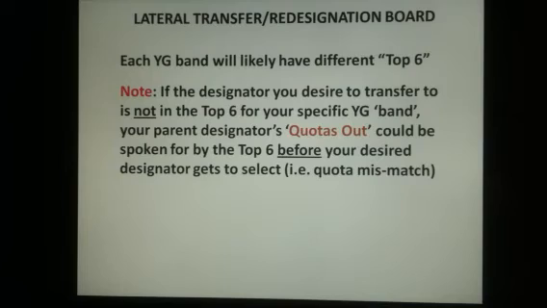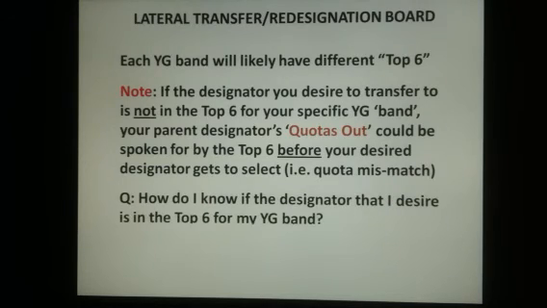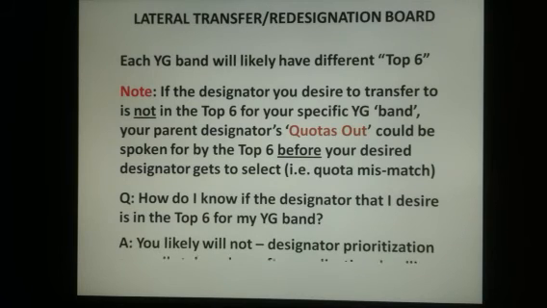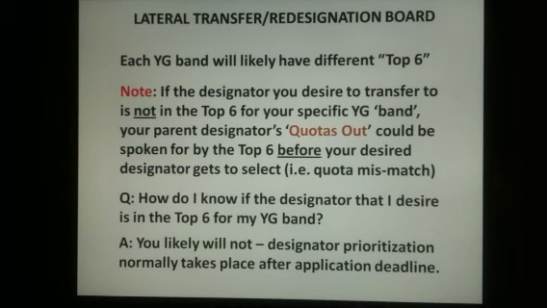If the community you're trying to get into is not in the top 6 for your year group band, then your community's quotas out could be spoken for before your desired community gets to select. So in other words, we have a quota mismatch, and that is a major factor for selection versus non-selection. So begs the question, well, how do I know if the designator that I'm trying to get into is in the top 6 for my year group band? And unfortunately the answer is you'll likely not know, because that designator prioritization takes place after the application deadline.